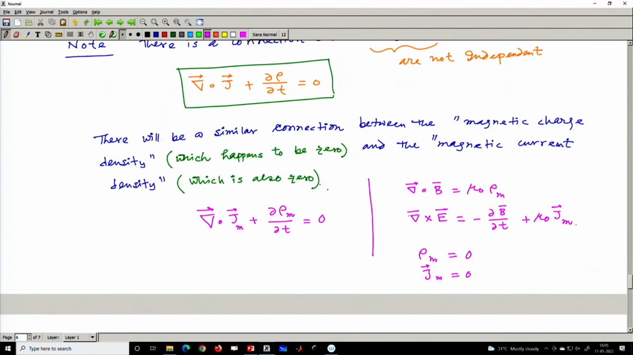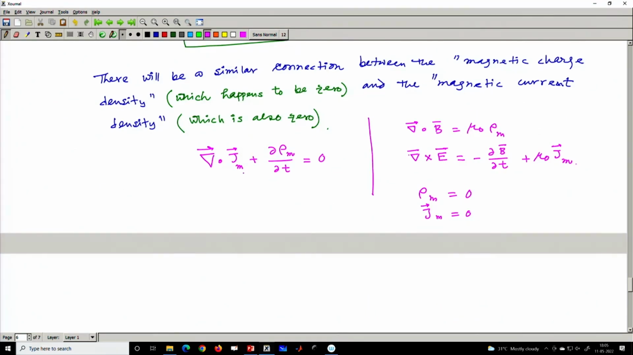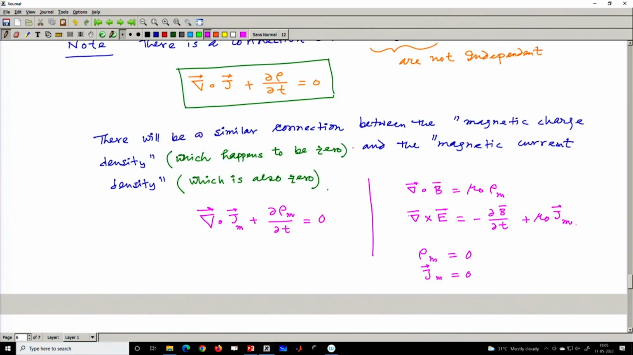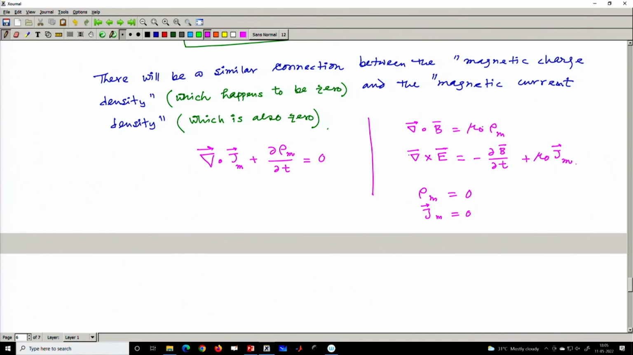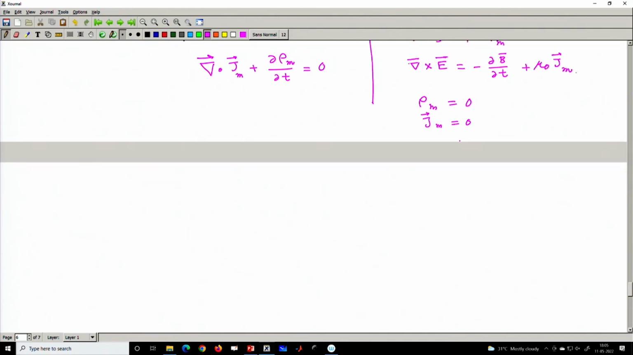So, that makes another constant. The first constant is the connection between rho and J, which is very much there. This is the electric current density and electric charge density, but the magnetic current density and magnetic charge density should also follow a similar relationship. They should also follow a continuity equation, but in reality they are not there. In the real world they are not there. So, this is 0, but this also makes another constant, 0 equal to 0. So, there is a second constant.